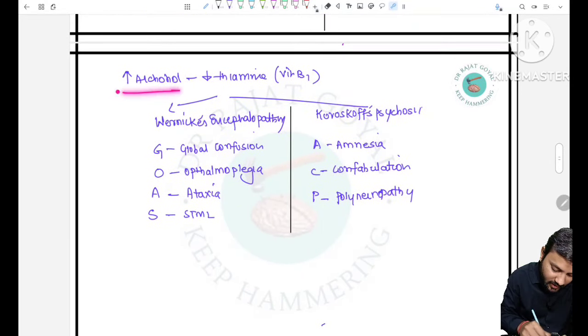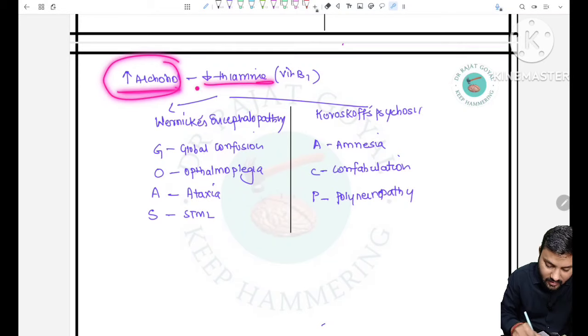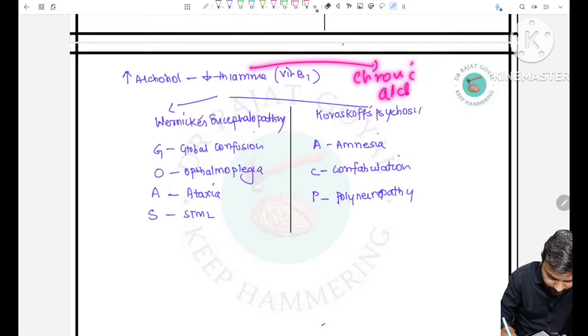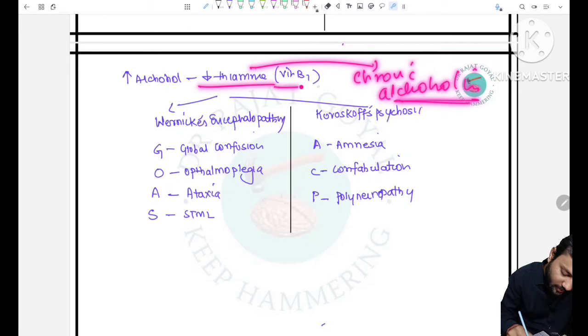Now, an increase in the alcohol concentration will lead to a decrease in thiamine. So the decrease in thiamine does not occur suddenly, it will occur due to chronic alcohol poisoning, alcoholism, and a decrease in thiamine or vitamin B1 will lead to Wernicke's encephalopathy and Korsakoff psychosis.